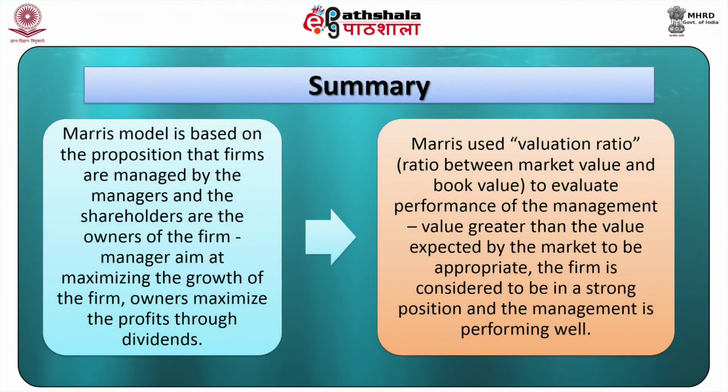The Marris model is based on the proposition that firms are managed by the managers and the shareholders are the owners of the firm. Managers aim at maximizing the growth of the firm. Owners maximize the profits through dividends. Marris used the valuation ratio, the ratio between market value and book value, to evaluate the performance of the management. A value greater than the value expected by the market to be appropriate means the firm is considered to be in a strong position and the management is performing well.